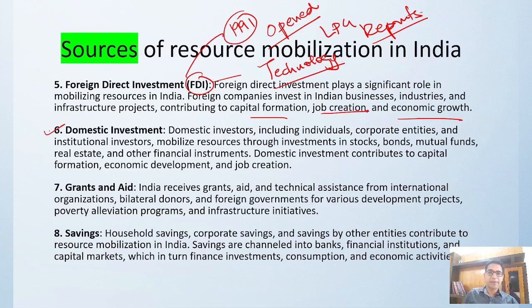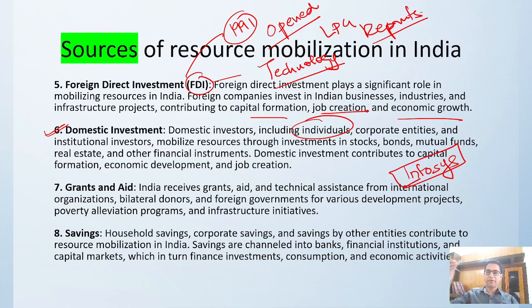Then domestic investment is coming from where? Individuals. If we are investing in an Indian company, that means we are investing in India, and that is called domestic investment. If I buy a share of Infosys, that means I have invested my money in Infosys. Whatever resources I was having, I have given to Infosys for their work. So this is called resource mobilization.